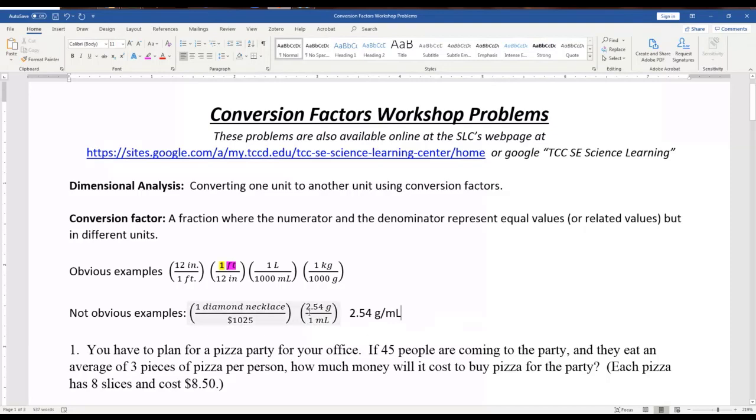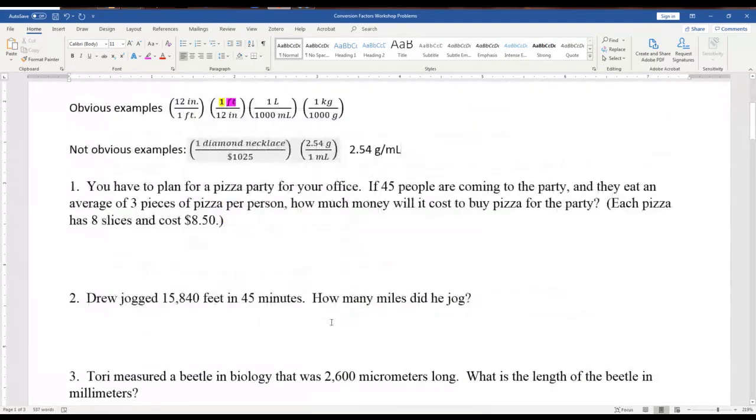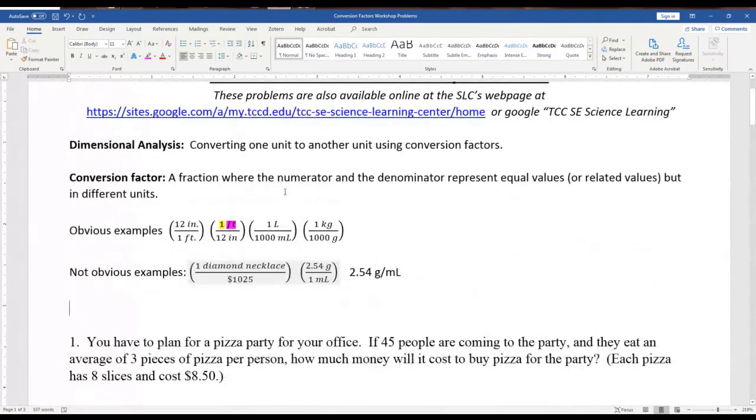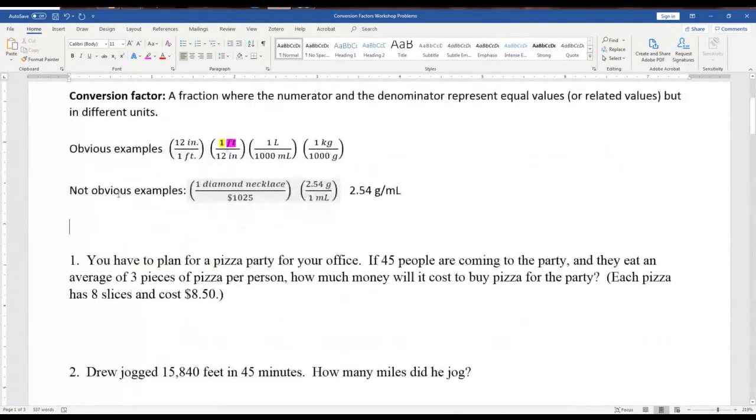So let's take a look. Based on that, let's take a look at some of these practice problems, and I'll go through some strategies for solving these types of problems. One last thing I'd like to leave you with is this. Since conversion factors are equalities, when you convert a unit from one to another, you're not changing the amount. You're simply changing how that amount is expressed.